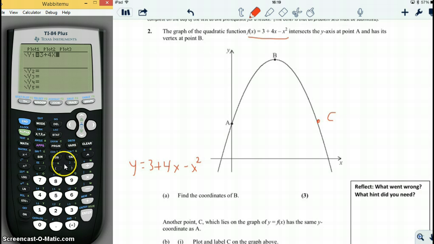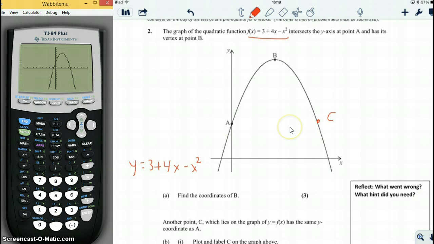4x minus x squared. And you can see they're trying to be a little bit tricky because they gave you the x squared term at the end instead of at the beginning. They didn't say negative x squared plus 4x plus 3. They said it the opposite way. There we are. So that kind of looks like the drawing they gave us.